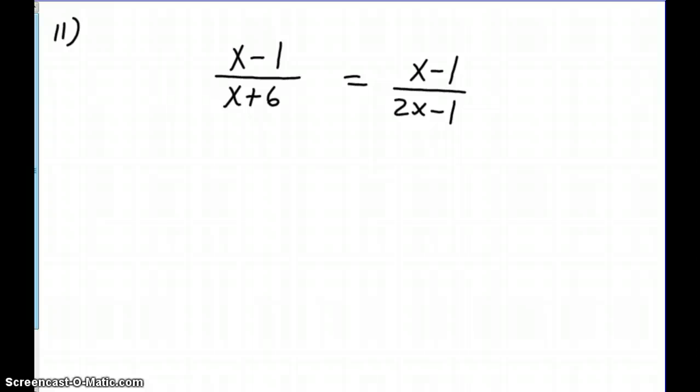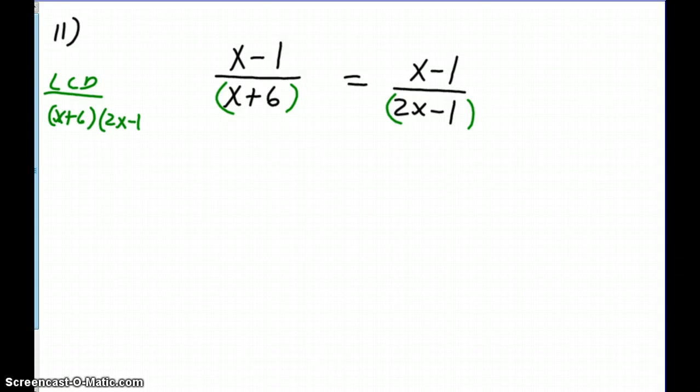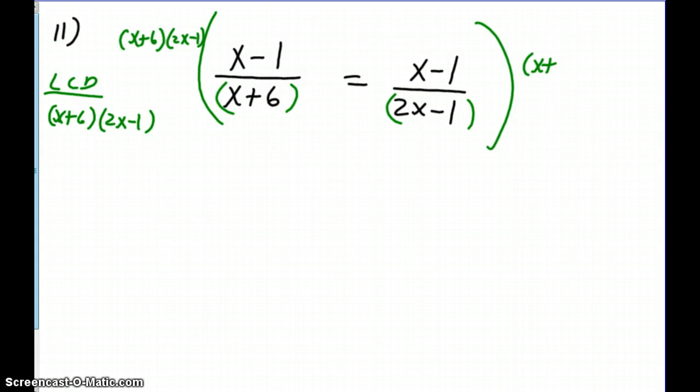Now number 11, what we're going to do is solve, right? So it's just like numbers 9 and 10. The first thing to do is find the LCD. Here we have x plus 6 and 2x minus 1, so the LCD is x plus 6 times 2x minus 1. Now multiply everything by the LCD.